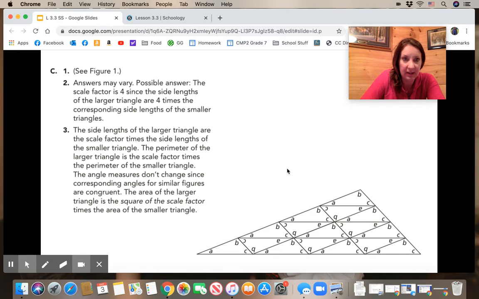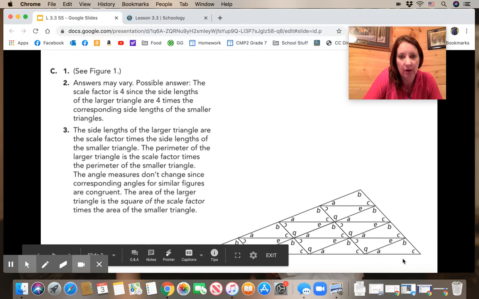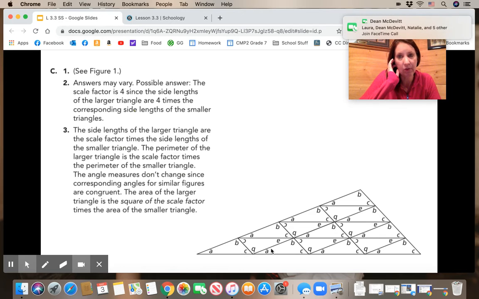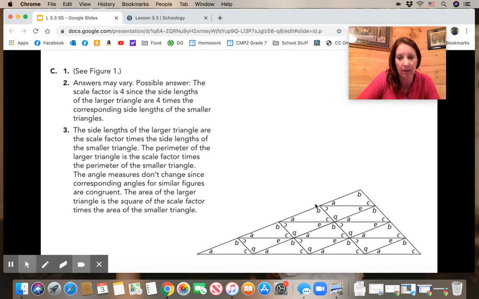C1 asked you to make it larger again. So in C1, they have figure 1 drawn here below. They did a scale factor of 4. You may have done a scale factor of 3. You can see that scale factor of 3 down here once my mouse moves. If you would have done that one, you can see it there because that would be 9 triangles.